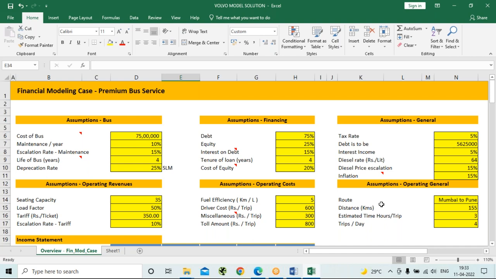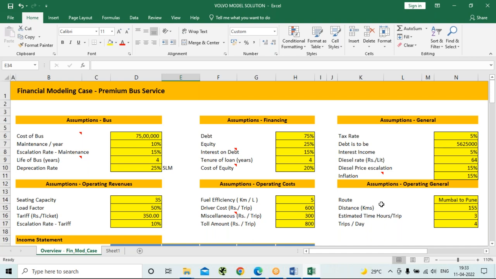So here the interest is going to be on the loan. Yes, ma'am, go ahead. So the debt value will be 56,25,000. On that, we have to calculate the interest of 15%. Yeah, on 56,25,000, that is the loan amount, and it has to be paid at 15%.